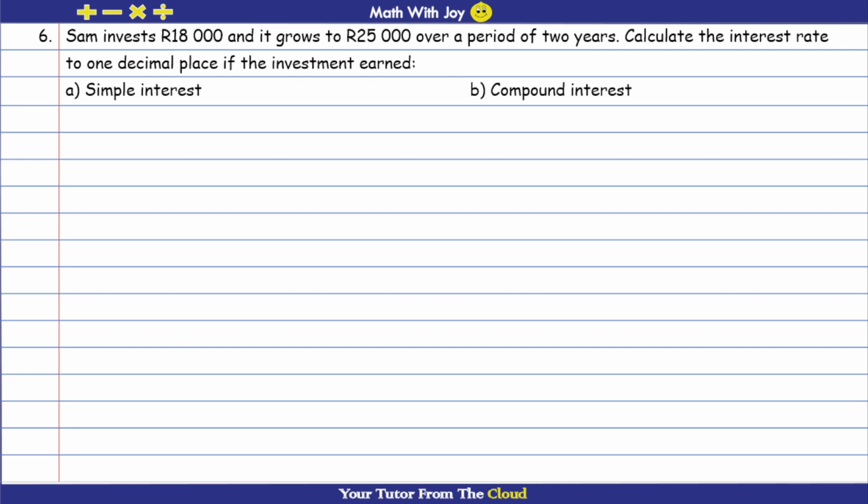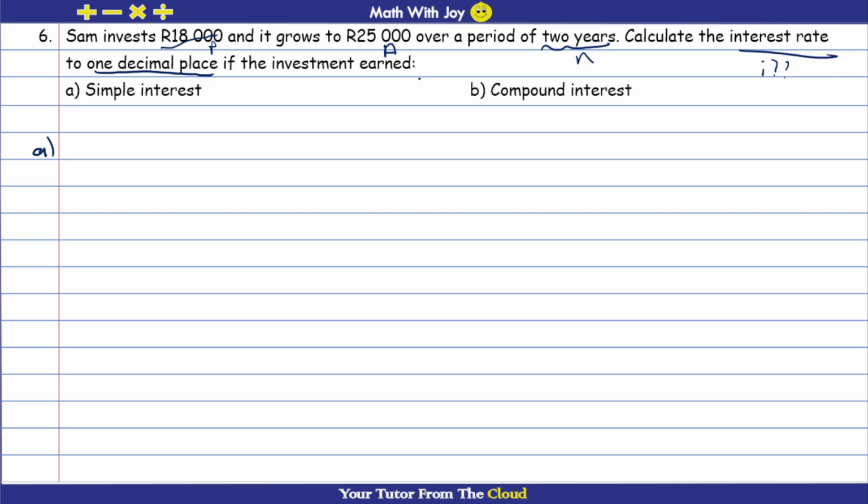6. Sam invests 18,000, so we know that's the P. The money that they invested is the P. And it grows to 25,000, that's the A, over a period of 2 years. So you have all these three things. You need to calculate the interest rate, which is the I. So it's the I that you want to work out. A, you need to calculate the interest rate to 1 decimal, so make sure you round off to 1 decimal.